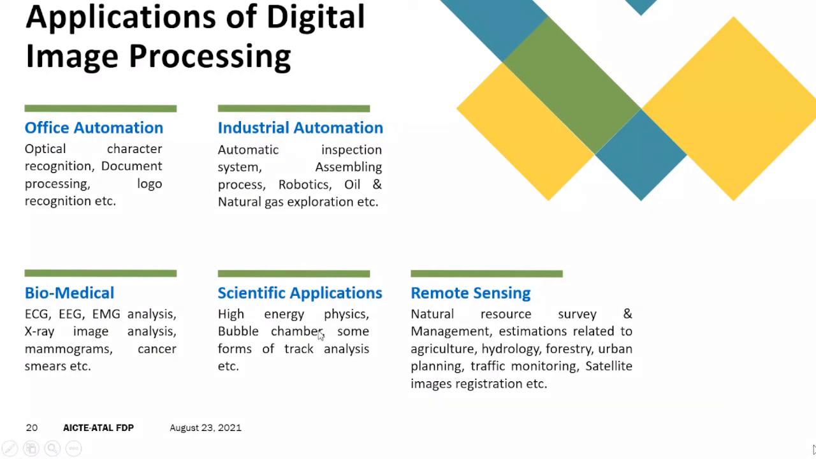Scientific applications, for some high energy physics, bubble chambers: if you have to extract something, analyze the tracks, or identify something, that is the application. Remote sensing: you are sitting at a long distance and you want to estimate and extract the attributes of the soil, observe the forestry, contribute to urban planning, do something for traffic monitoring, for satellite images. So all of this is what? Remote sensing.